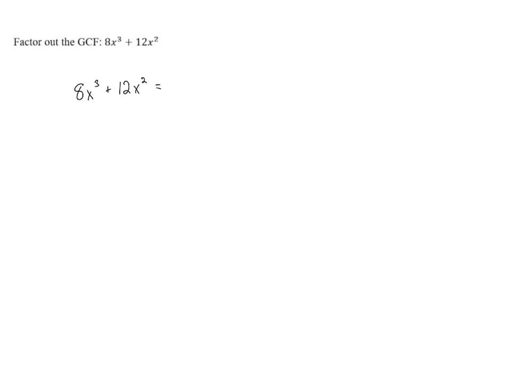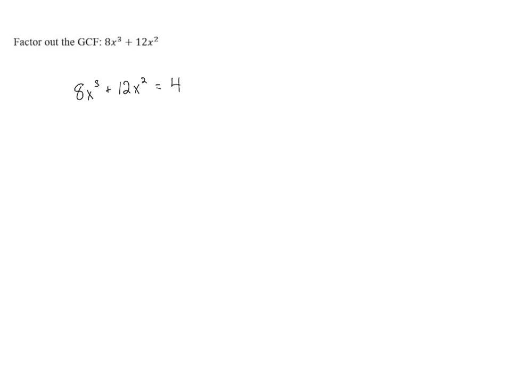If we look at 8 and 12, the greatest common factor is going to be the largest number that divides each of those evenly. So if you look at 8 and 12, both are divisible by 2, but they're also both divisible by 4, and 4 is the largest number that they're both divisible by. So the GCF of 8 and 12 is going to be 4.